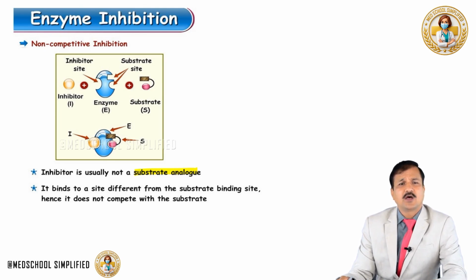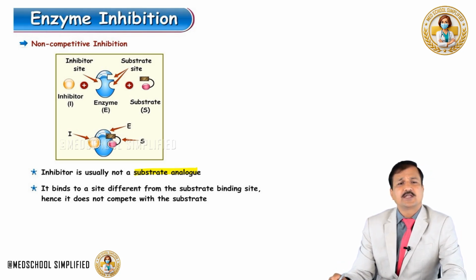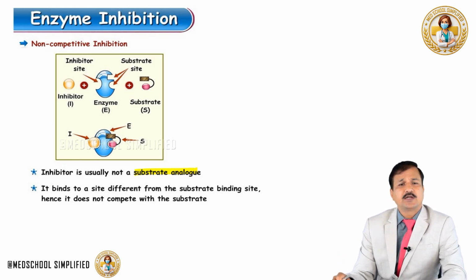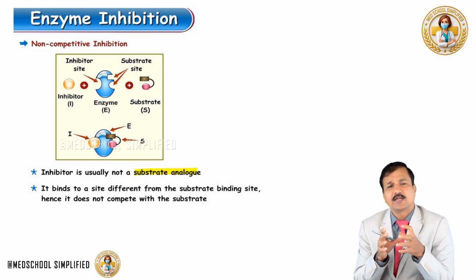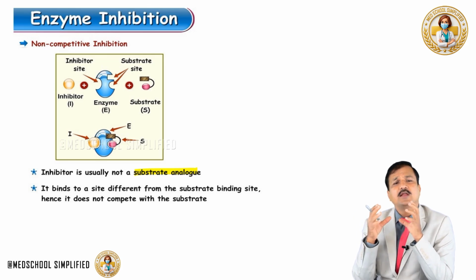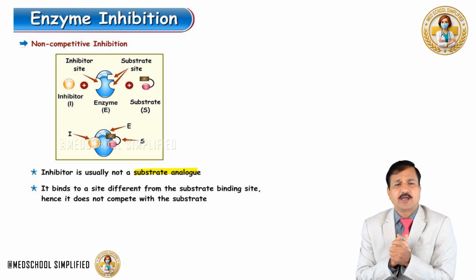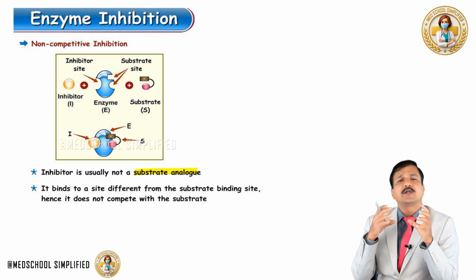So what happens with the non-competitive inhibitor here? When the non-competitive inhibitor binds to a site other than the active site, which is an inhibitory site, it is going to change the conformation of the active site. Because the inhibitor binds to the inhibitory site, it leads to a conformational change in the active site, which does not allow proper binding of the substrate. Although the substrate can bind to the active site, it doesn't fit well.